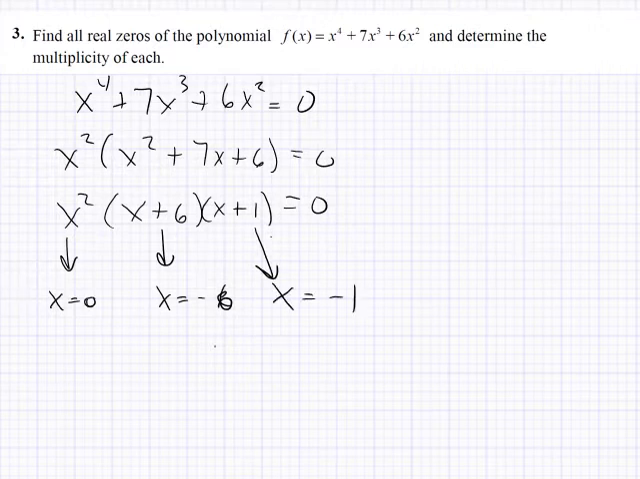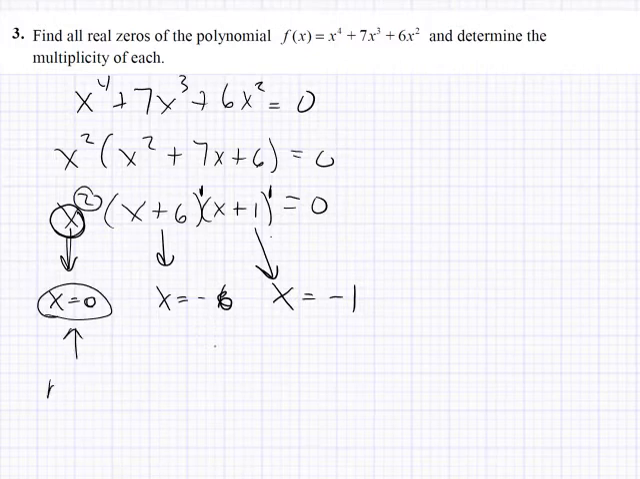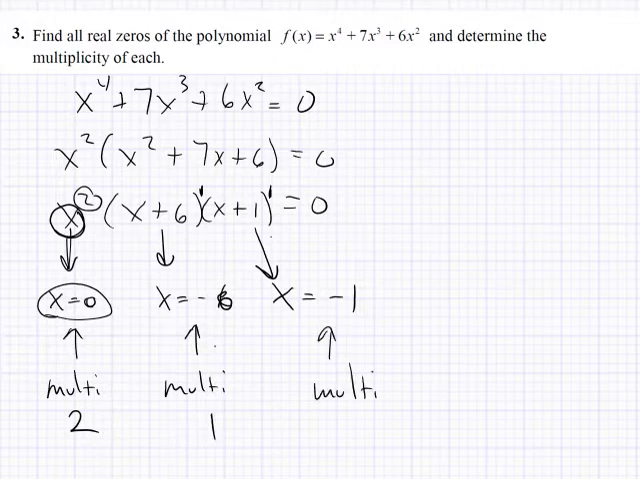Now as far as the multiplicity goes, it's the amount of times the 0 is repeated. So it's also based off of the power that the factor that gave you that 0 was raised to. In this case, this factor x gave me this 0, but it was raised to the second power, so that has multiplicity of 2. This one has a multiplicity of 1, and this one has a multiplicity of 1.